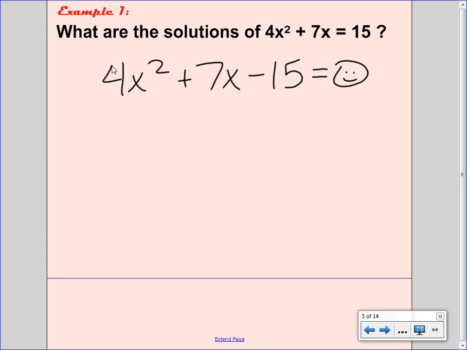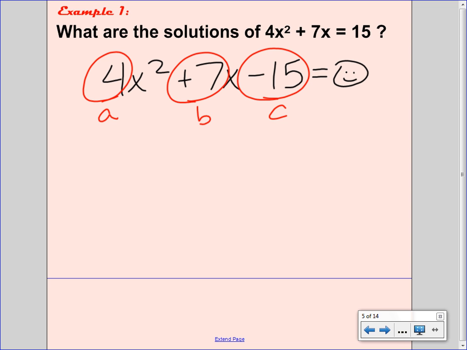Next step is to determine the values of a, b, and c. If you put it in standard form, it's in order already. A is right here. B is right here. C is at the end. Pretty simple? Okay. Now, here's where you take it and plug it into the big, large, ugly formula. It's not hard. It's just a lot of plugging in and simplifying.